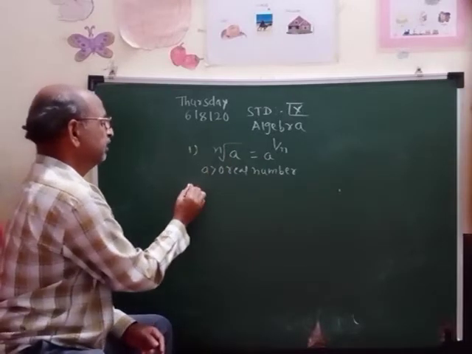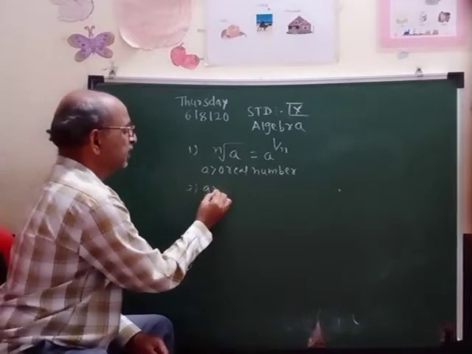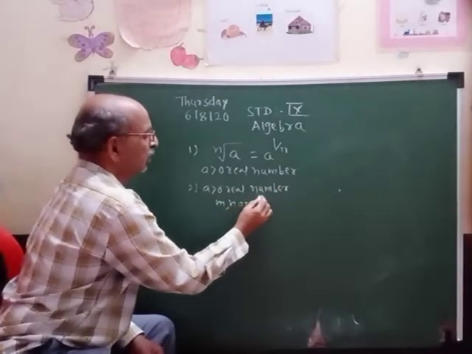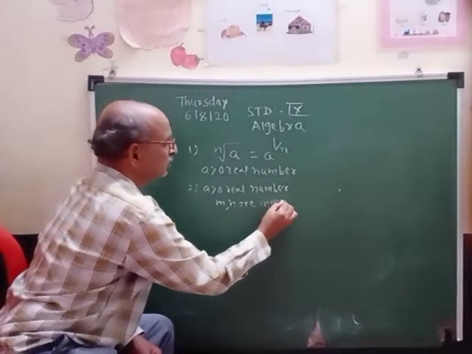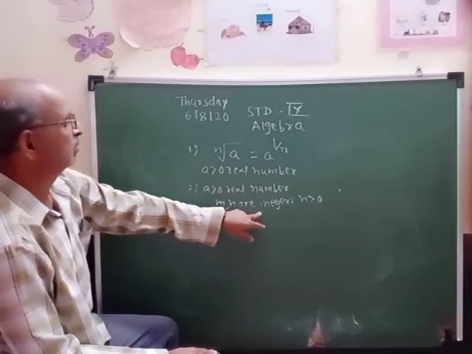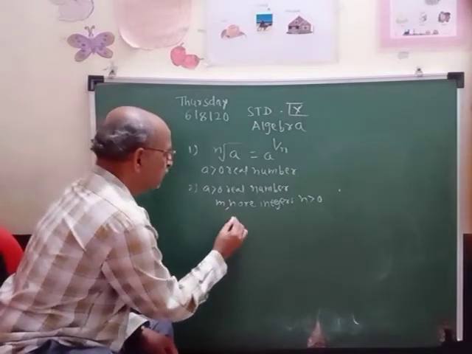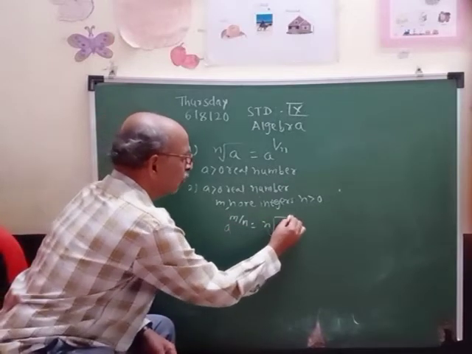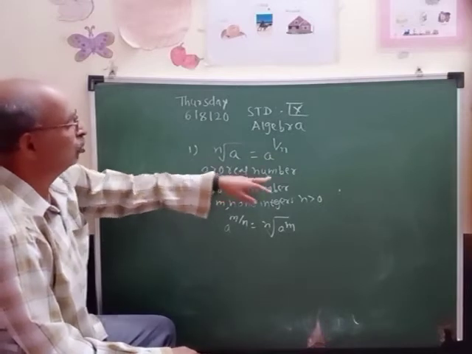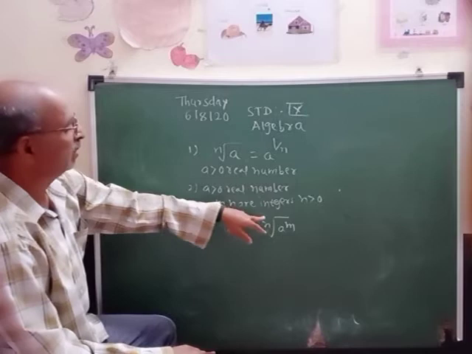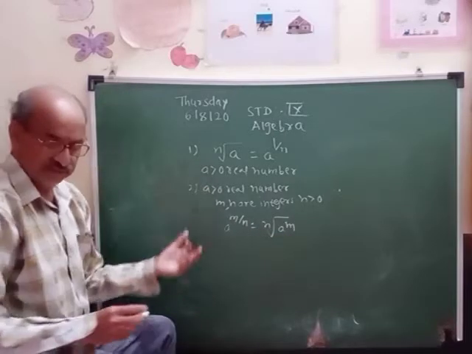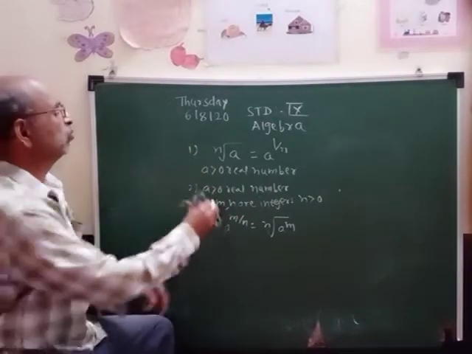One more rule is there, which we have to remember. If a is greater than 0, a real number, and m and n are integers, where n is greater than 0, then a raised to m upon n is equal to nth root of a raised to m. Here we have written nth root of a is equal to a raised to 1 upon n, where a is greater than 0. So these rules of radicals we are going to use to solve different examples.